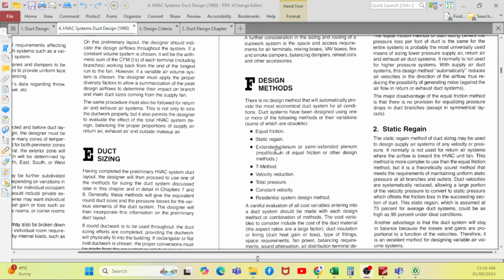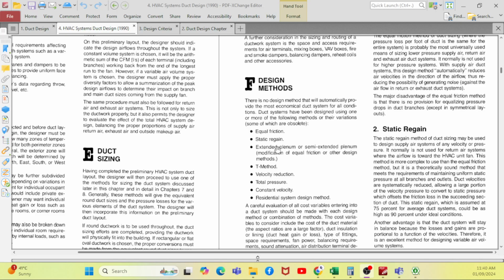How we are going to distribute the airflow through the space by means of ducting, and there are many accessories, right? Like you have a damper, you have a fire damper, then you have a motorized damper. There are different accessories. Then you have a louver, intake louver, then you have grills, diffusers, everything.